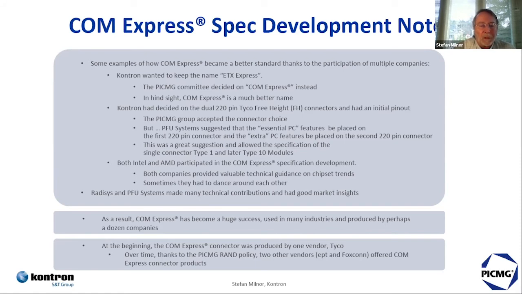So then with reference to the IPR and RAND policies, at the beginning, COM-Express's connector was produced by only one vendor. Over time, the module standard became popular enough that other connector vendors, EPT and Foxconn, became interested. And following the RAND policy, they worked out some kind of deal with Tyco, and so both EPT and Foxconn started manufacturing COM-Express connectors in high volume. So right now, Tyco, now called TE Connectivity, and EPT are the mainstream COM-Express connector vendors.